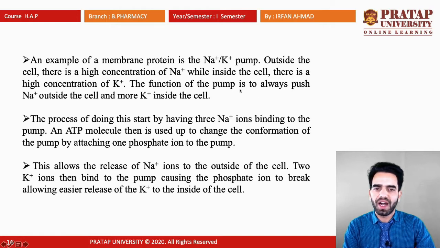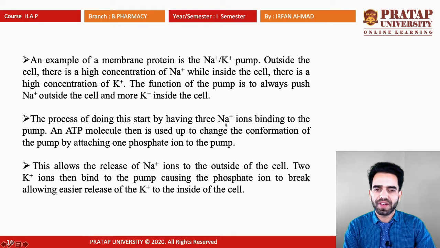You have a cell, outside is high concentration of sodium and inside is high concentration of potassium ions, and the function of that pump is always to push sodium outside the cell and more potassium inside the cell, because inside the cell there is more potassium, so more potassium will be pushed into the cell. Outside the cell there is more sodium, so more sodium will be pulled out of the cell. Okay, so the process starts by having 3 Na+ ions binding to the pump.